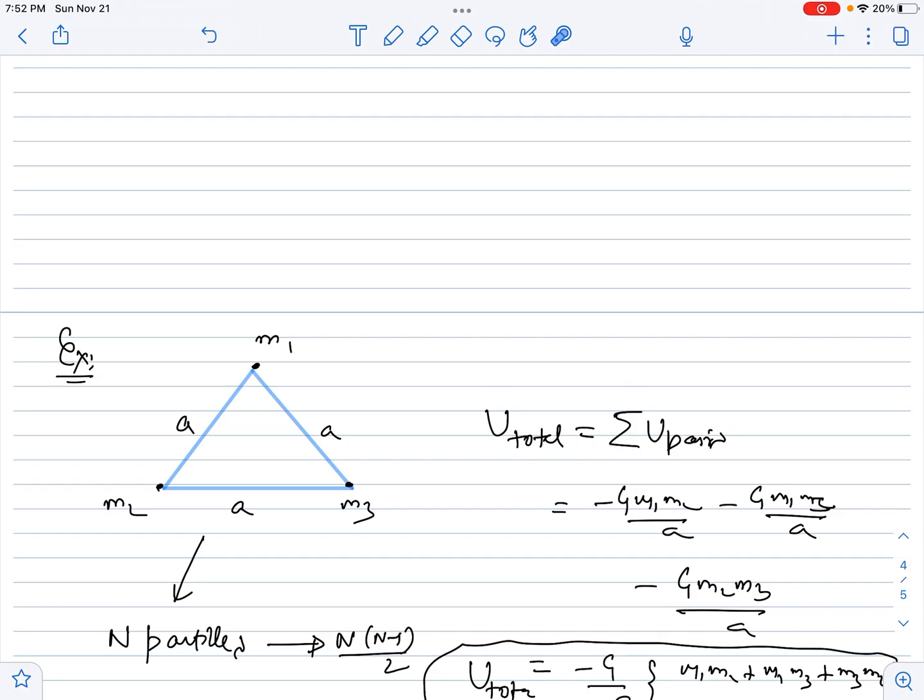In the next part, we'll discuss energy considerations for a particle moving near the surface of the Earth and far away from the surface of the Earth, energy conditions, planetary motion, satellite motion, escape speed, binding energy. Various concepts depend upon this concept.